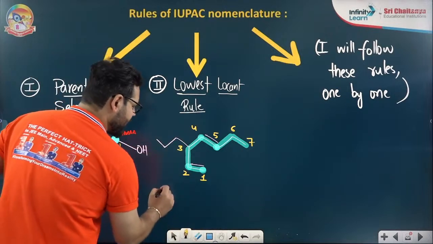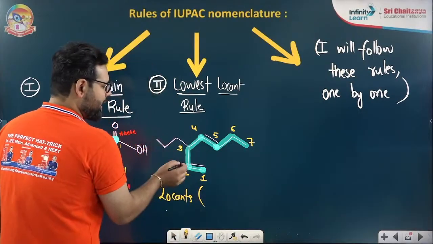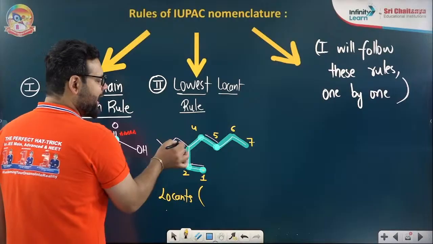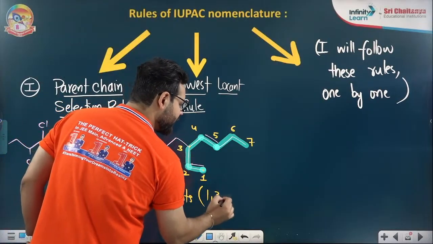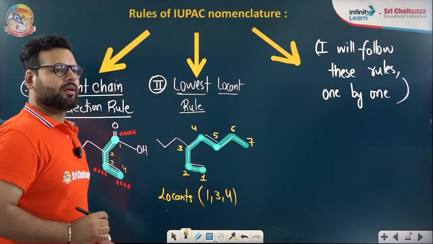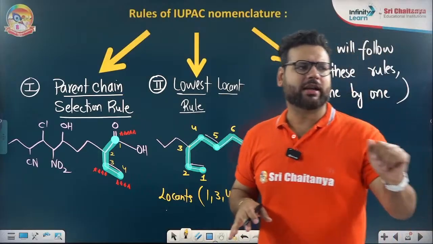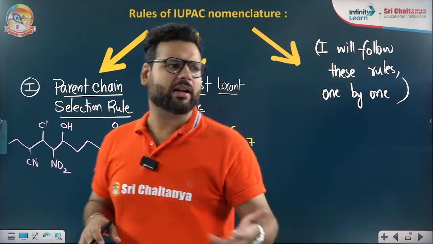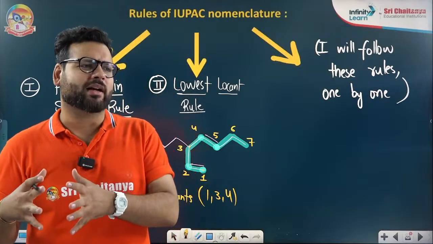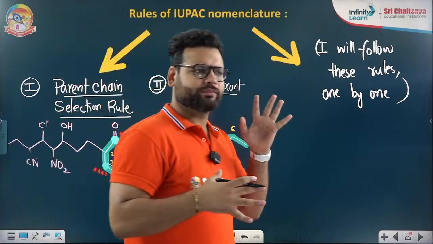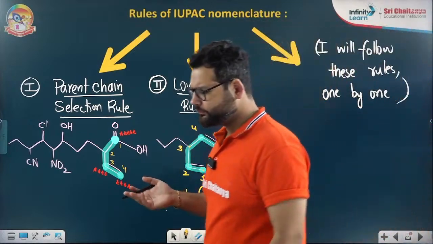So the locants are: at number 1 there is something, at number 3 there is something, and at number 4 there is something. So 1, 3, 4 are the locants. That means when you write the name, you can see your friends have written the correct name. Gayatri has written it correctly. Sudhakar has written it correctly. Anu has written it correctly. These 3 numbers are coming in the name. 1, 3, 4. 3-propylhepta-1,4-diene. That's correct.